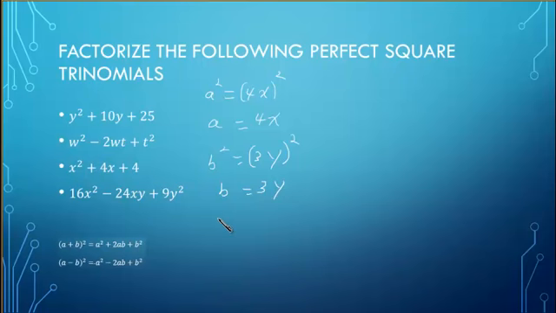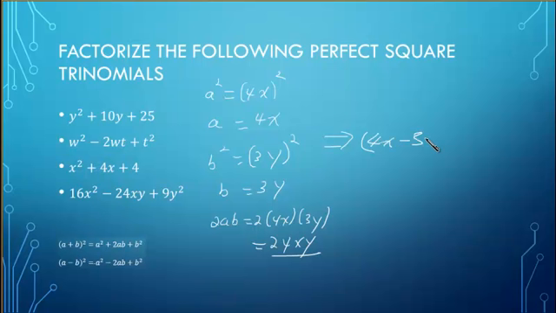So let's check and see what is 2ab. 2ab is 2 times 4x times 3y, which gives us 2 4s, 8, times 3, 24xy. Is that what we have here? Yes. So all of this implies that we can factorize this as a minus b squared, which is 4x minus 3y quantity squared. And so we have factorized this last expression.